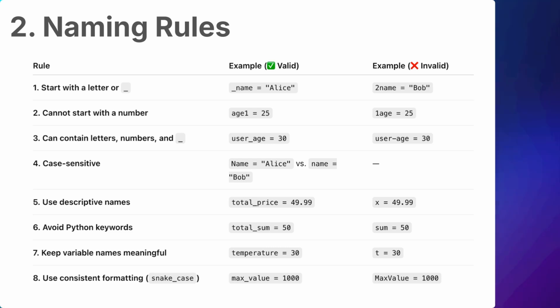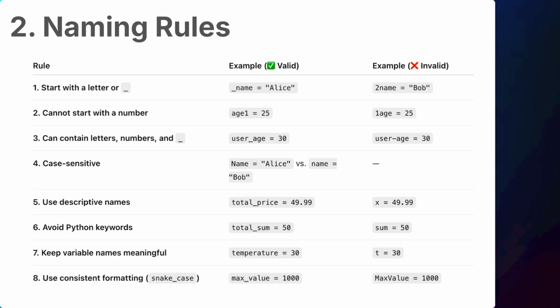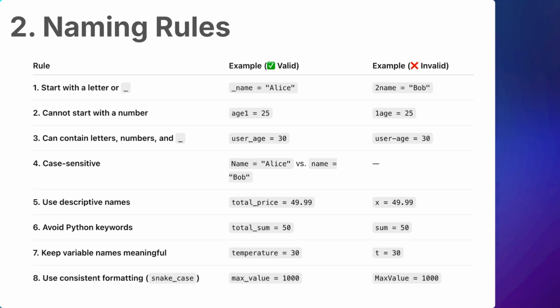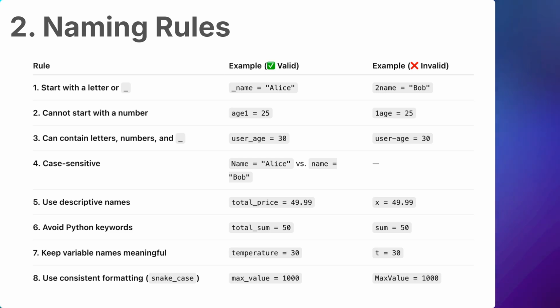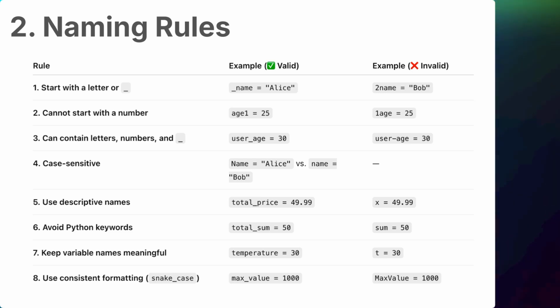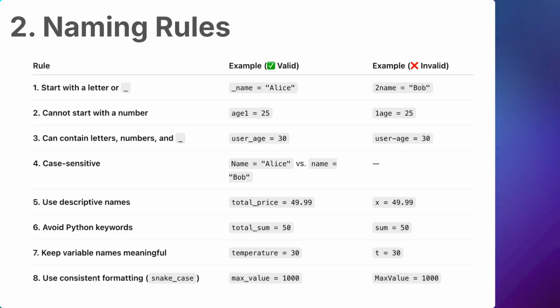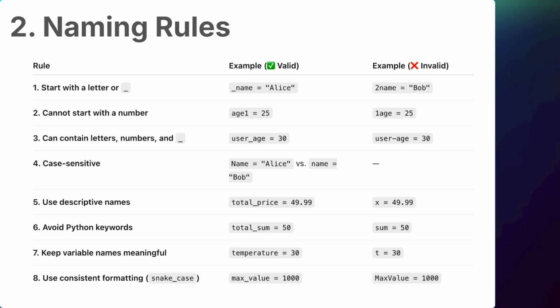5. Should be descriptive and use snake case. Variable names should be descriptive to make the code readable. In Python, the recommended naming convention for variables and function names is snake case, where words are separated by underscores. 6. Avoid using Python reserved keywords. Python has reserved words that cannot be used as variable names such as class and if. Also avoid the name of a built-in Python function such as sum that calculates the sum of a list or iterable. It can cause unexpected errors in your code.